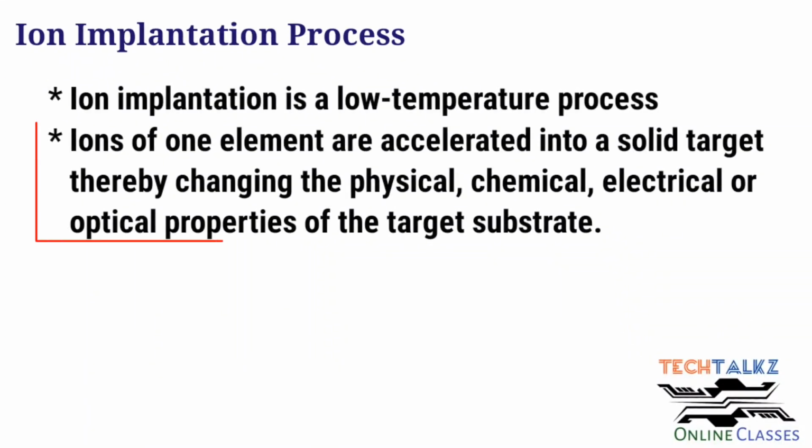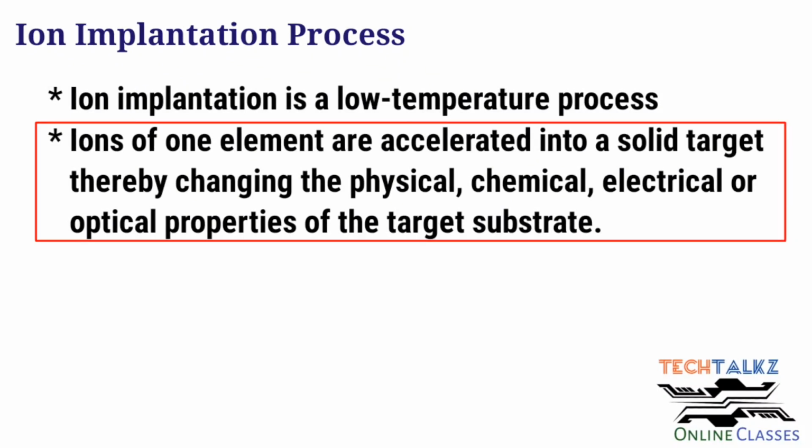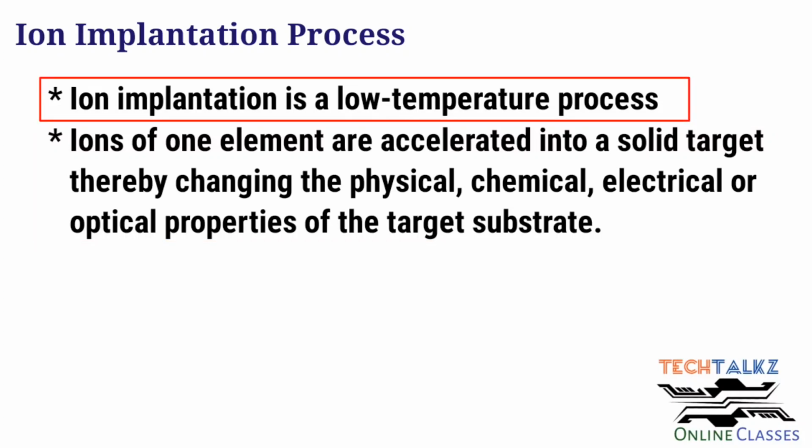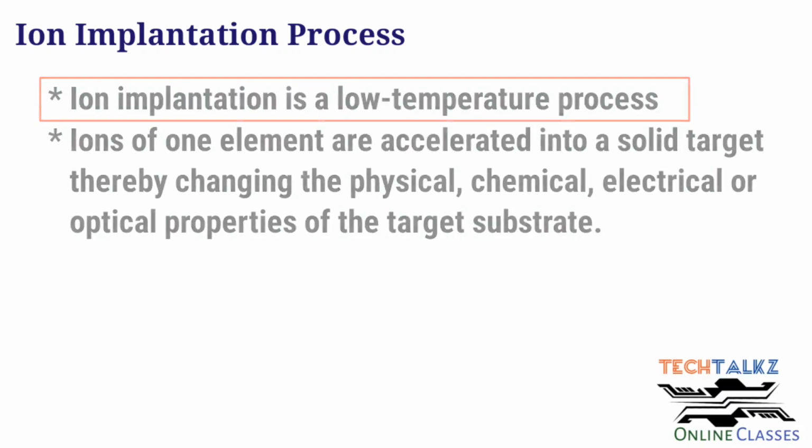It is a surface treatment process by which ions of a material are implanted into another solid material, and this will change the physical, chemical and optical properties of the substrate or the target material. It is a low temperature process when you compare it with the diffusion process.